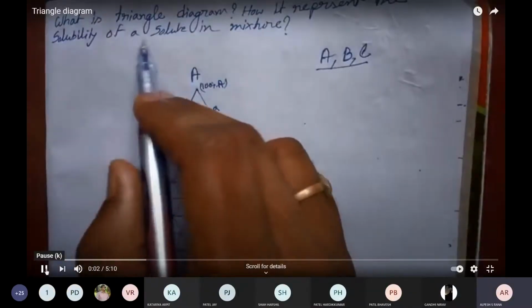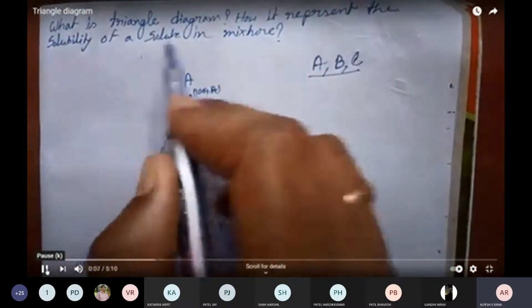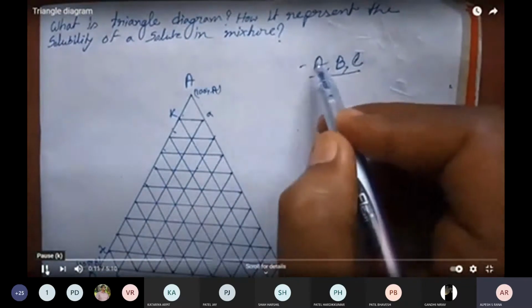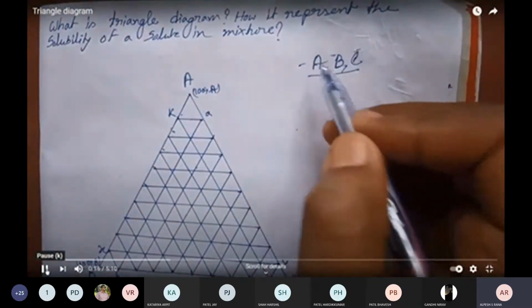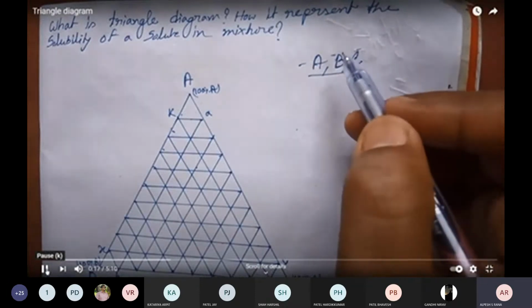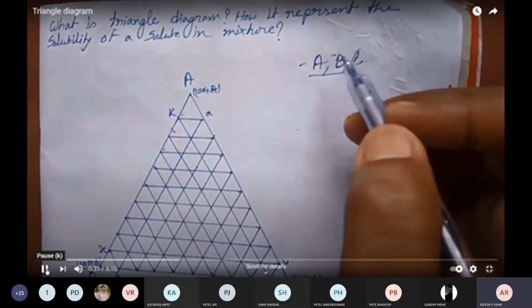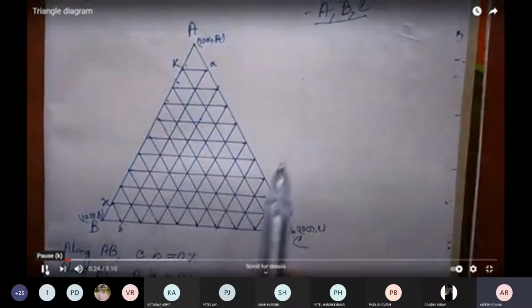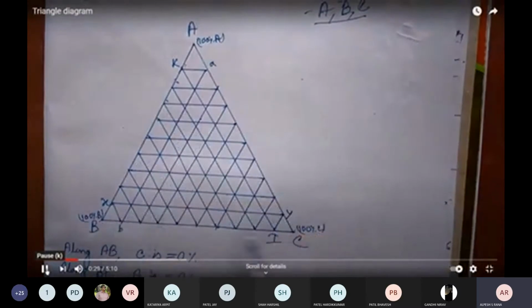Our question is, what is a triangle diagram and how does it represent the solubility of a solute in a mixture? Suppose there are three components A, B and C. These three components can be represented in a triangle diagram. The triangle diagram was suggested by Gibbs. This is the triangle diagram. Here is component A, here component B, and here component C.